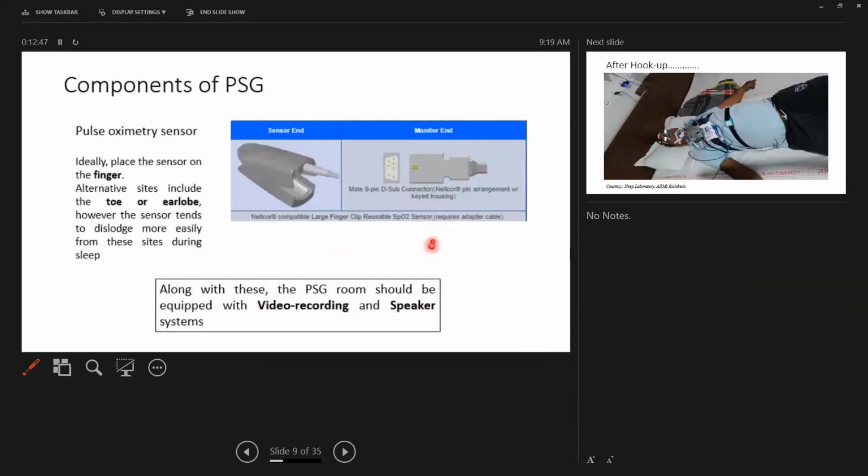The pulse oximetry, you all know, you have seen it in your own ward. This is the pulse oximetry, which is placed on the finger, and alternative sites are the toe or ear, but generally we use the finger with this.